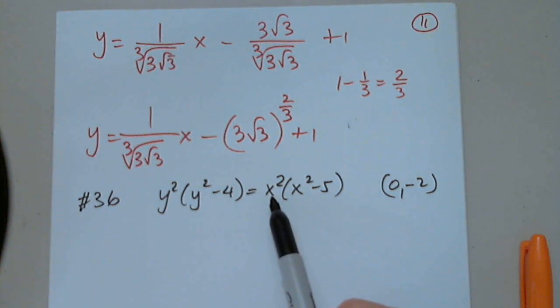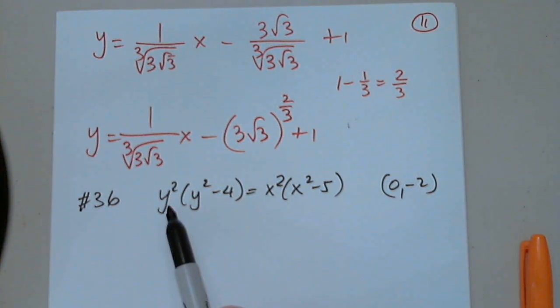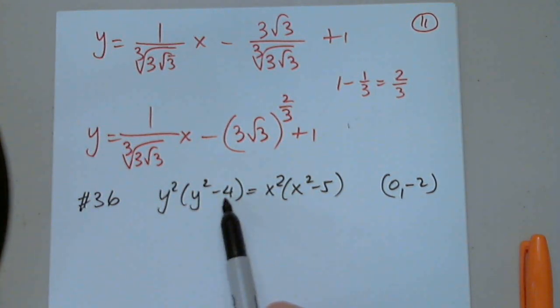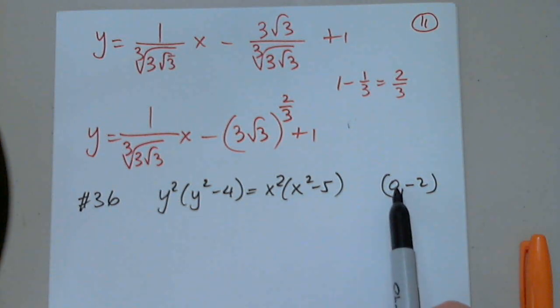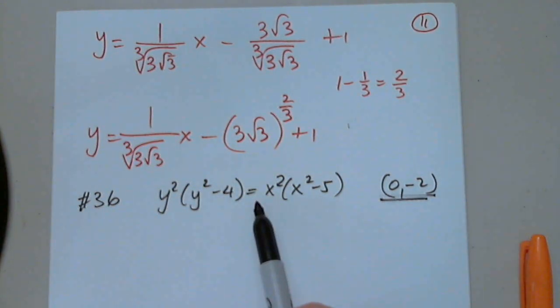x is 0, all this is 0, and y is negative 2. Yes, this is 0. So when x is 0, this is 0, and when y is negative 2, negative 2 squared is 4, and 4 minus 4 is 0. So this point is indeed on the graph.